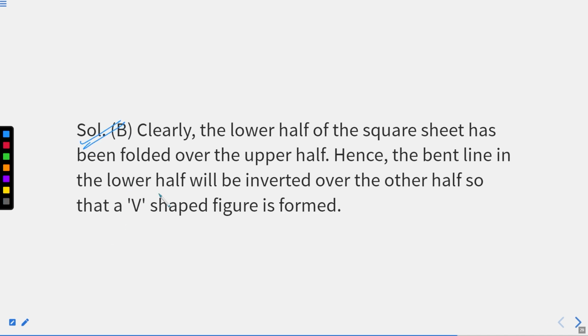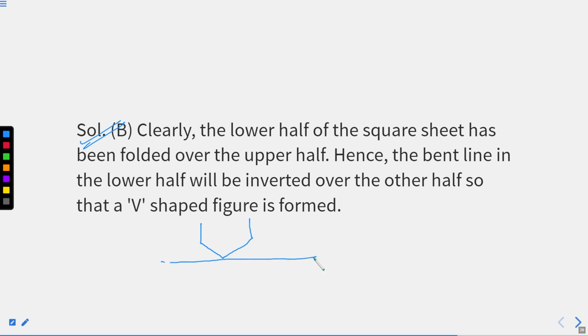You can see here as well, option number B. Clearly, the lower half of the square sheet has been folded over the upper half. Hence the bent line of the lower half will be inverted, as we have just drawn it, over the other half, so that a V-shaped figure forms. What is the shape? Like this.